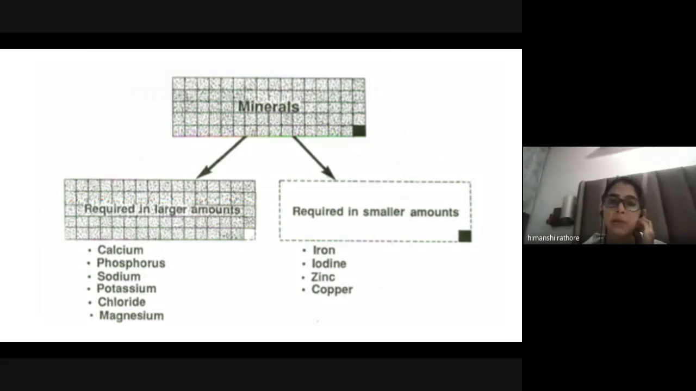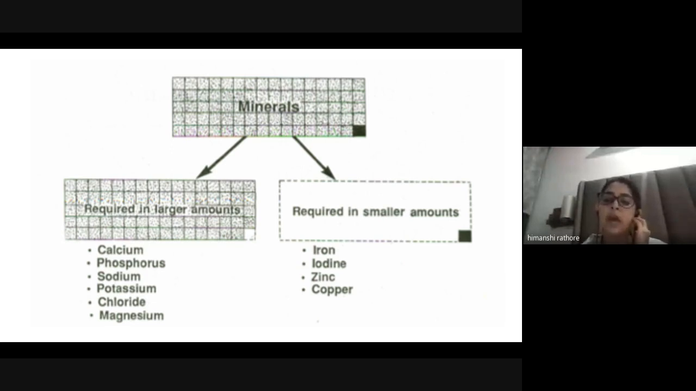This is a slide where I have shown which minerals are required in large amount, and they come under the macronutrients, and which are required in smaller amount, and they are called micronutrients. So the large amount minerals are calcium, phosphorus, sodium, potassium, chloride, and magnesium. These are the minerals which are required in a large amount. They are required in grams and milligrams. And on the right side, there are minerals that are required in micrograms and milligrams.